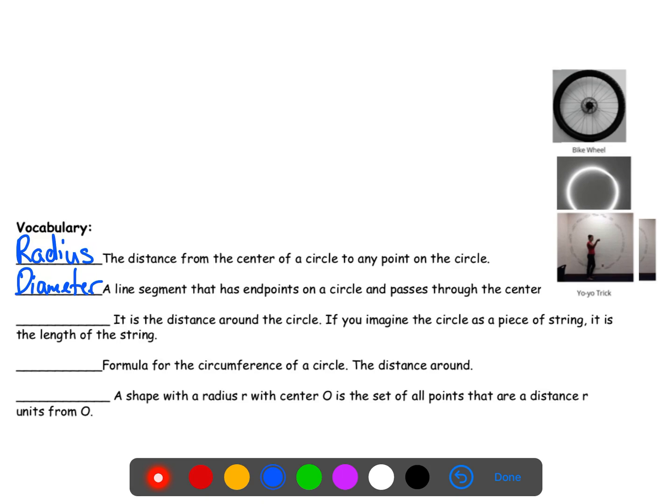Then it says the distance around the circle. If you imagine the circle as a piece of string, it's the length of the string. And this was talking about the glow necklace, so the length around the glow necklace. This is really like the perimeter of most figures, because perimeter is the distance around that outside edge. We just call it something different with circles, and that is circumference.